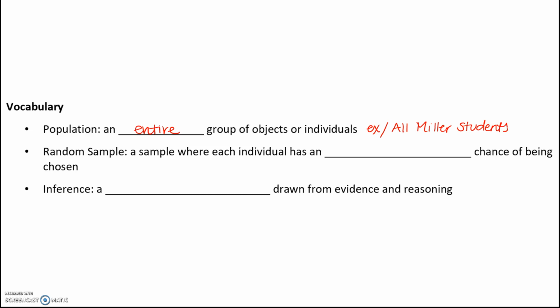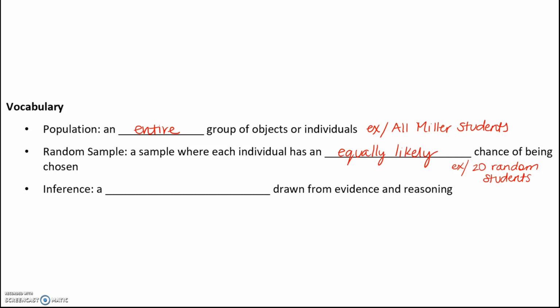And then a random sample is a sample where each individual has an equally likely chance of being chosen. So let's say that I stand by the cafeteria and my random sample is 20 students. So 20 random students. That would be an example of a random sample.